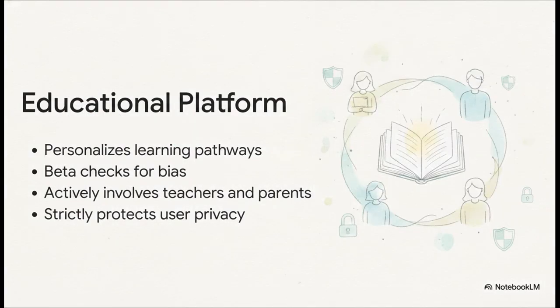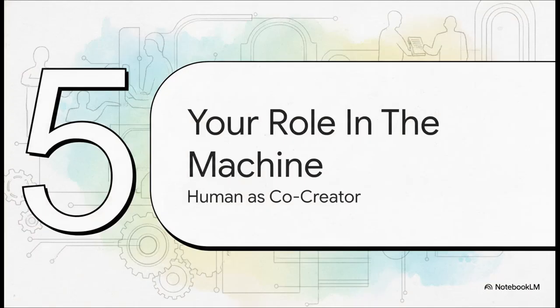And in education, it helps personalize learning pathways for students. The beta module is continually checking the algorithms for bias to ensure resources are distributed fairly. But most importantly, it actively involves teachers and parents in the loop to validate those outcomes, all while keeping user privacy strictly protected. Which brings us to Section 5, your role in the machine.